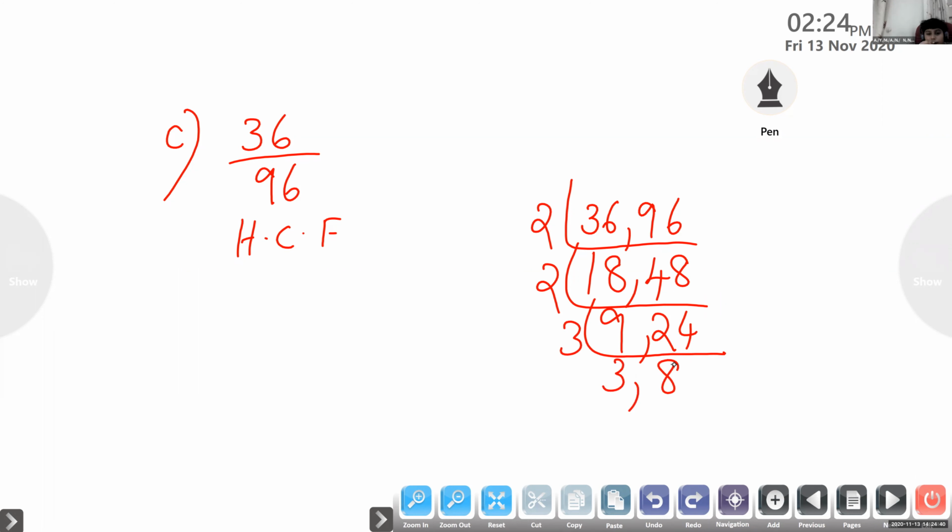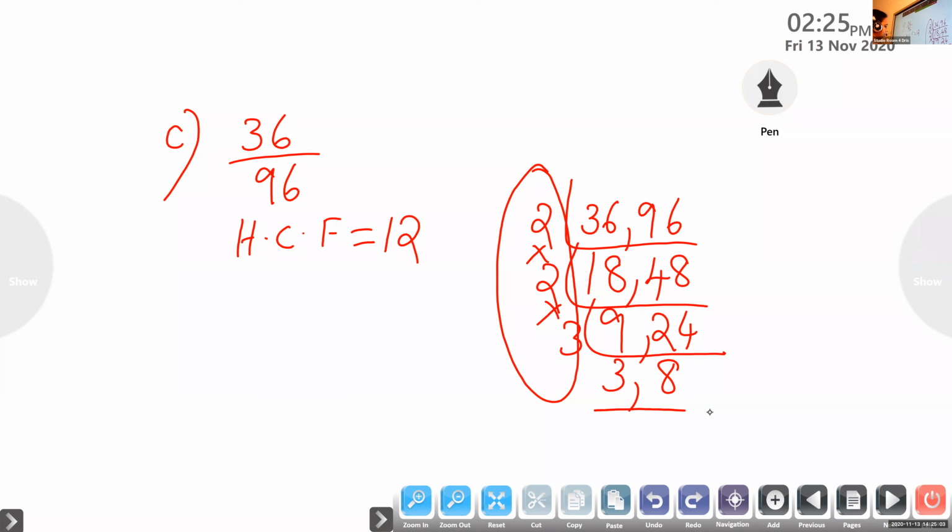Ma'am, first I did it with 3. Yeah, first, in any order, no problem. So what is the highest common factor? We can take 12. 2 into 2, 4, 4 into 3, 12. Can you say the lowest term? What's the lowest form? 3 by 8.